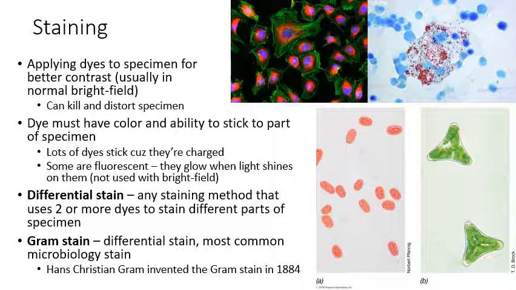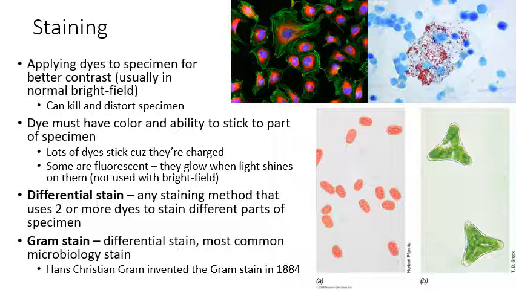Stains a lot of the time kill the specimen. So depending on what purpose you're looking at it for, sometimes you can't stain it because you need it to be alive. But we usually use stains. The dye that you're going to use for the stain needs to have two things. It needs to have a color, and it needs to be able to stick to your specimen. And different dyes will do that in different ways. A lot of the time the dye has an electrical charge on it, like a plus or a minus, and so it sticks to anything on that specimen that has an opposite charge.